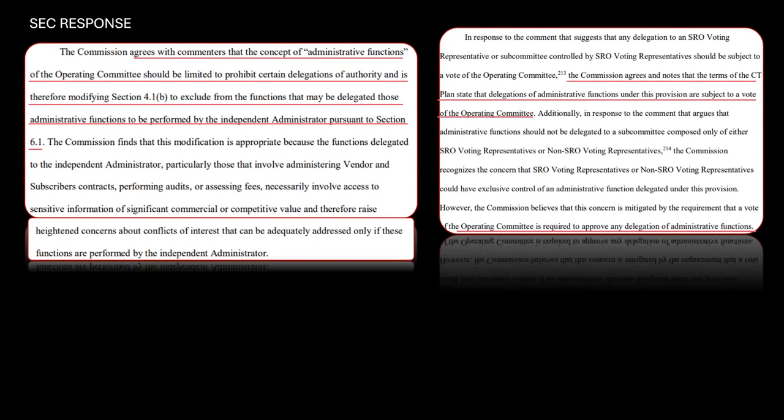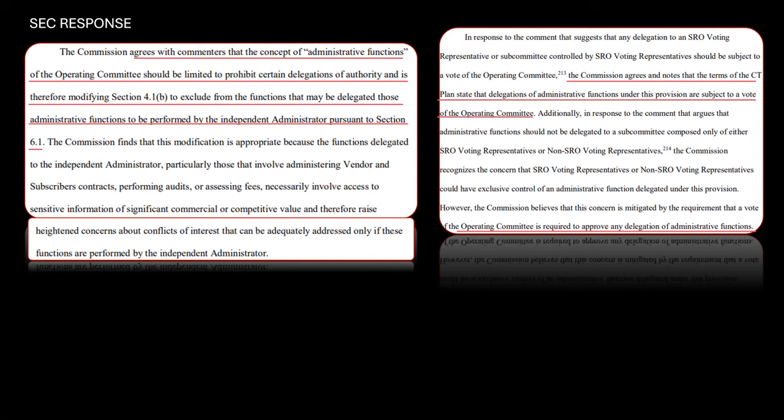Now, the SEC response to this, they agree. The SEC agrees with the commenter that the concept of administrative functions of the operating committee should be limited to prohibit certain delegations of authority and is therefore modifying Section 4.1b to exclude from the functions that may be delegated those administrative functions to be performed by the independent administrator pursuant to Section 6.1.